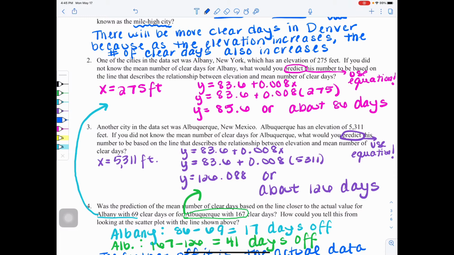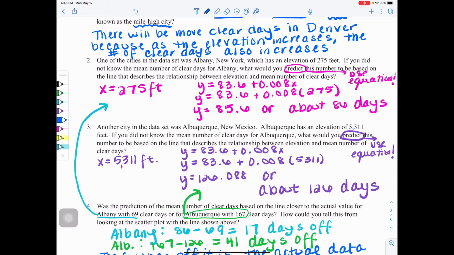When you do that in the equation, you'll see my substitution using parentheses, and then you can use your calculator to get your answer. You end up with 85.6, which if you round, because we want to have a full day, you would have to say 86 days.